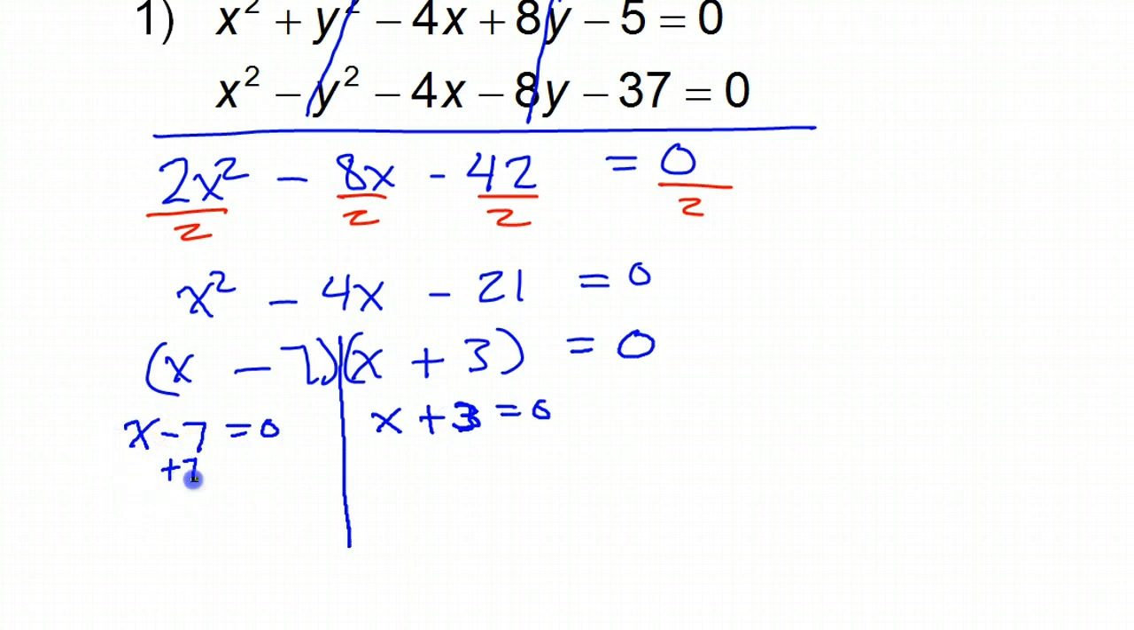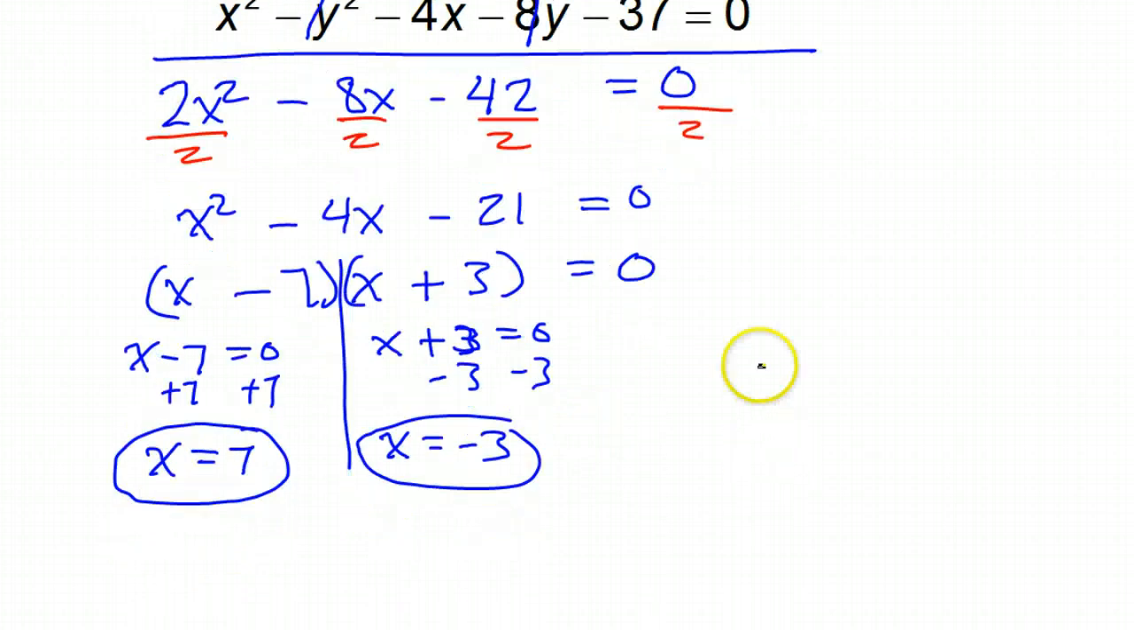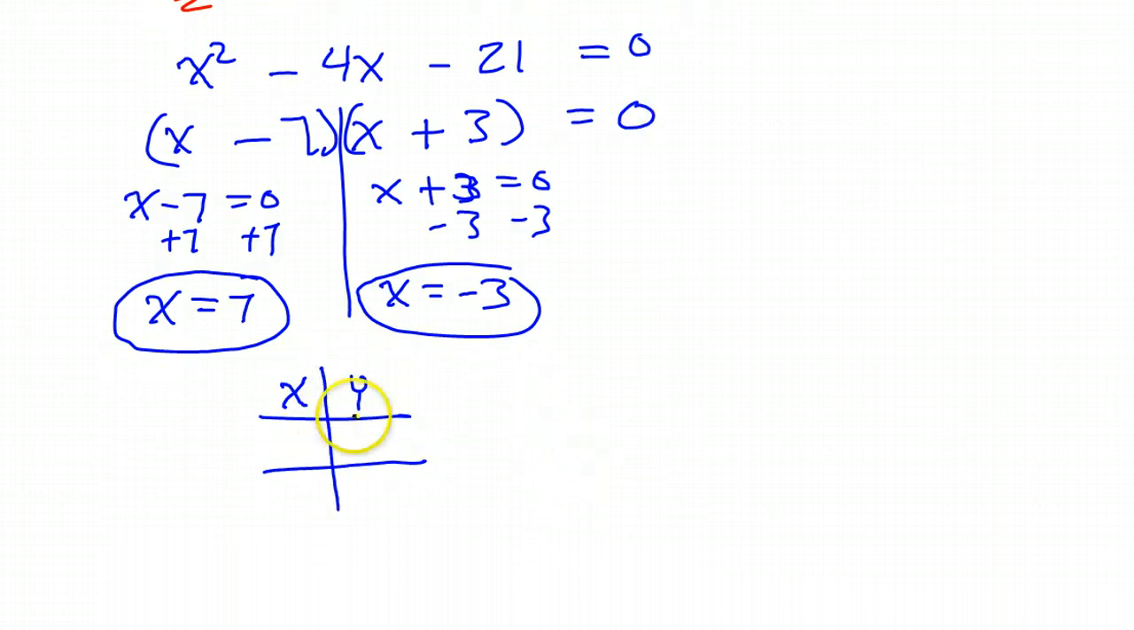Okay, I'm adding 7 to both sides, so that gives us x equals 7. Subtracting 3 from both sides gives us x equals negative 3. Okay, these are not the final answers because we still need the y values to go with this. So I'm going to make a t-chart. So x and y. We have our x values so far: negative 3 and 7. We just need the y values to go with them.